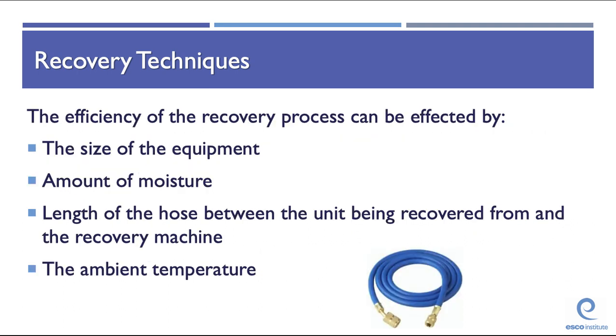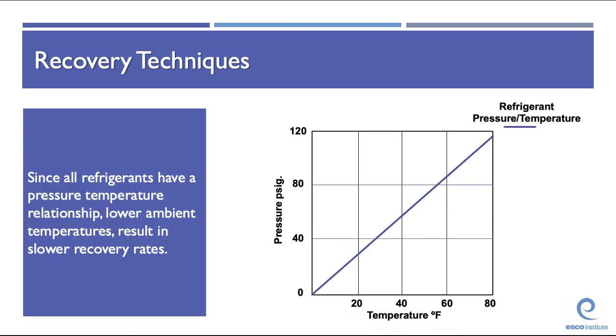The size of the equipment, the amount of moisture, the length of hose between the unit being recovered and the recovery machine, and the ambient temperature can all affect the efficiency of the recovery process. Long hoses will cause excessive pressure drop, increased recovery time, and have a potential for increased emissions or venting from the recovery machine. Excessive venting of the recovery machine or cylinder is illegal. Since all refrigerants have a pressure-temperature relationship, the lower the ambient temperature surrounding the equipment being serviced, the slower the recovery rate will be.